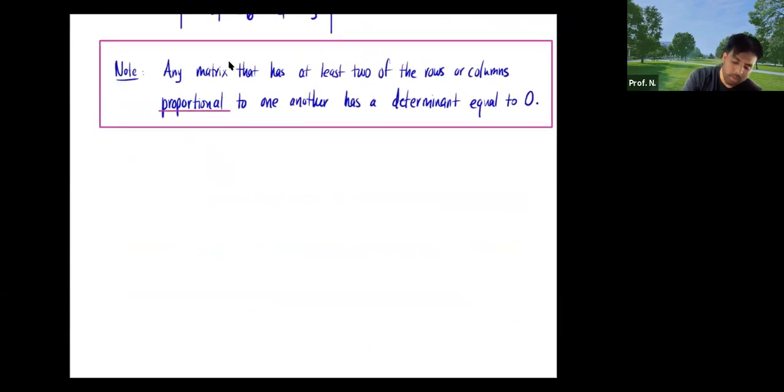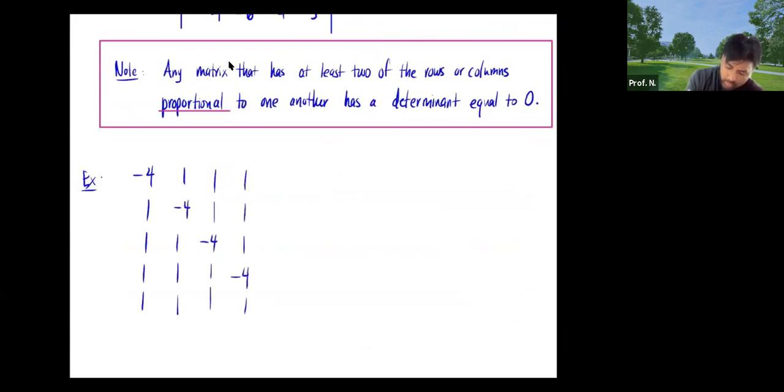I'll give you another one. What about this one here? -4, 1, 1, 1, 1. 1, -4, 1, 1, 1. 1, 1, -4, 1, 1. 1, 1, 1, -4, 1. 1, 1, 1, 1, -4. What's the determinant of this very nice matrix here?